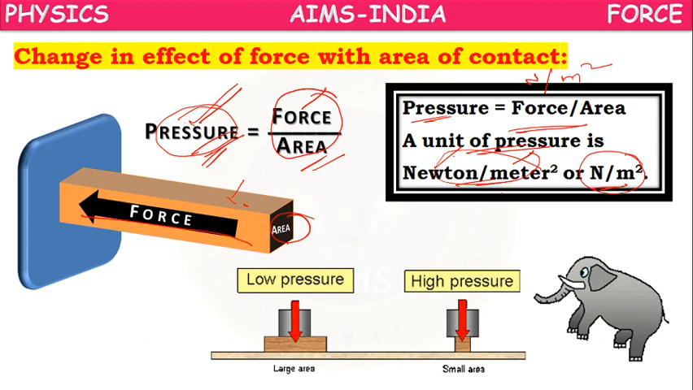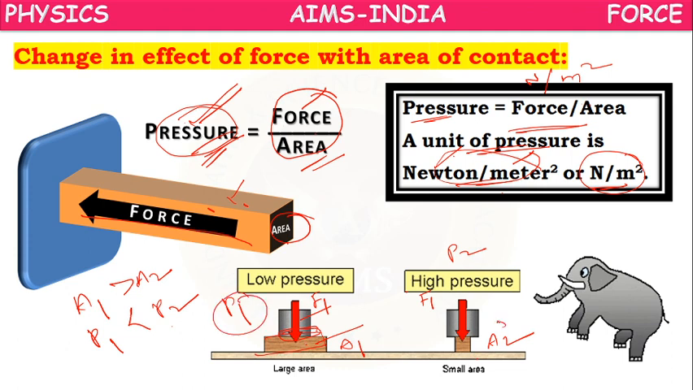Next, suppose this block is kept on a wooden block. Here the area of contact is more. The force is F1 in both cases, but here the area of contact is A1 and here it is A2, as A1 is more than A2. That's why pressure P1 will be less than P2. When the forces are the same, in both conditions, but the area is greater, the pressure will be less. More area, less pressure. Less area, more pressure. So like that we can learn about pressure.